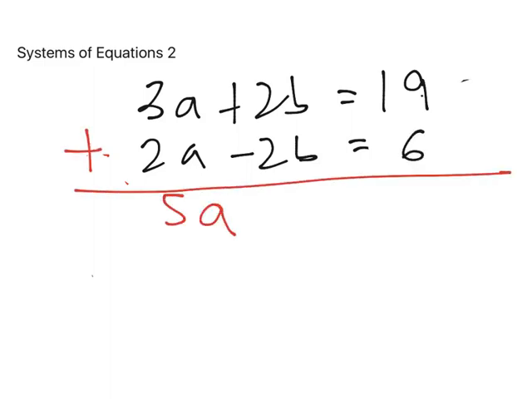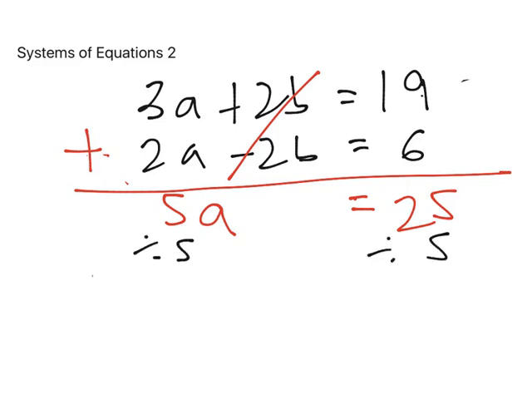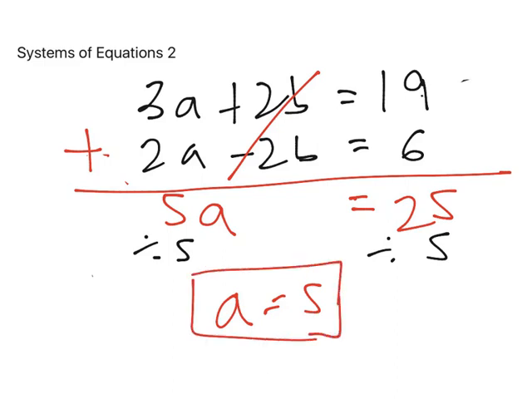3a plus 2a is 5a. When you add a positive and negative number, they can cancel. That gets me 5a equals 25. Divide both sides by 5. And I get a equals 5. Because 25 divided by 5 is 5.